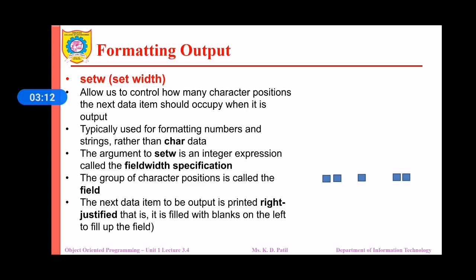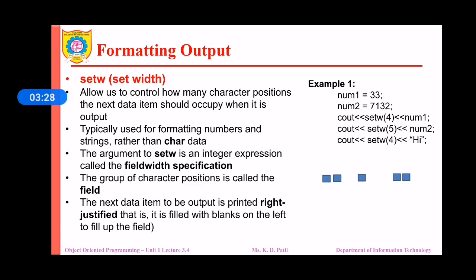The group of character positions is called a field. The next data item to be output is printed right justified. That means whatever blank fields we get will be on the left. Let us see an example.